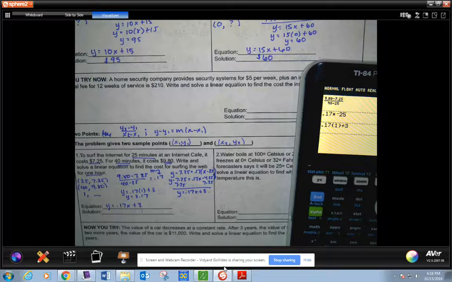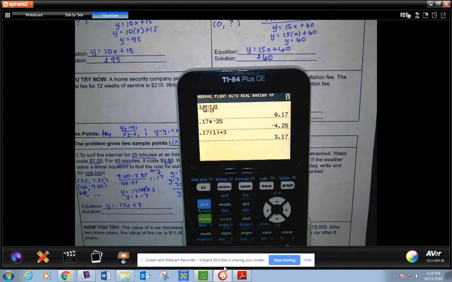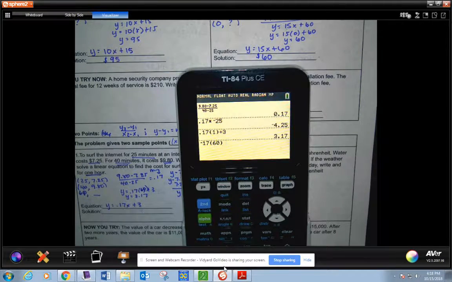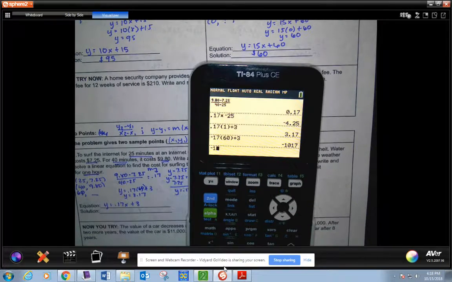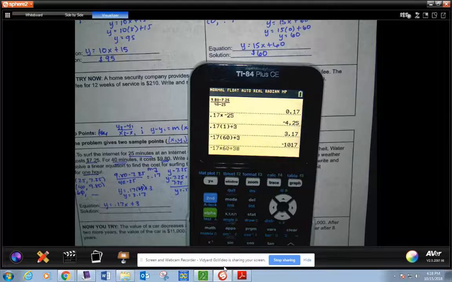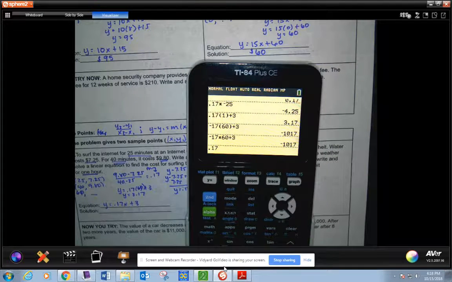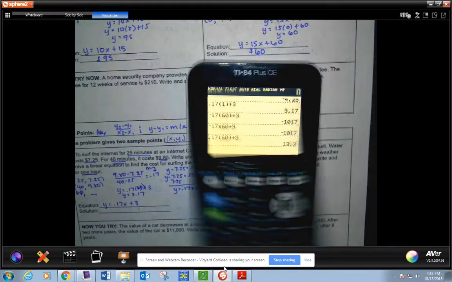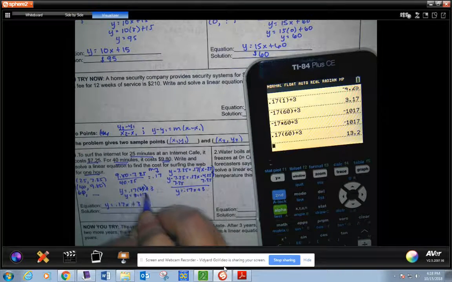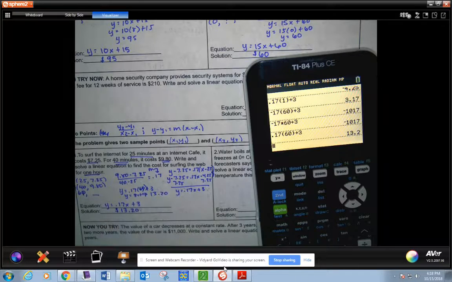Oh, I see my mistake. Okay, if I want 1 hour, do you notice how these are in minutes? You're going to have to change this to 60. So, sorry, that should be a 60 there. So you're going to do 0.17 times 60 plus 3, which gives me $13.20. So my cost would be $13.20 for 1 hour.